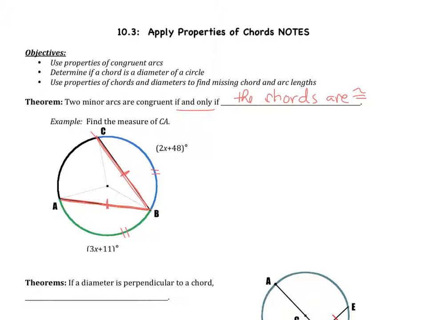Okay, so the blue is congruent to the green. And since it's a biconditional, it works the other way. If the arcs are congruent, the chords are congruent. So don't forget about that idea. Okay? So if they're congruent, how do we solve for x? Set them equal to each other. All right? What do you get for x?